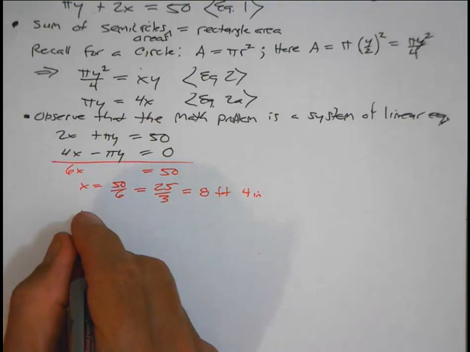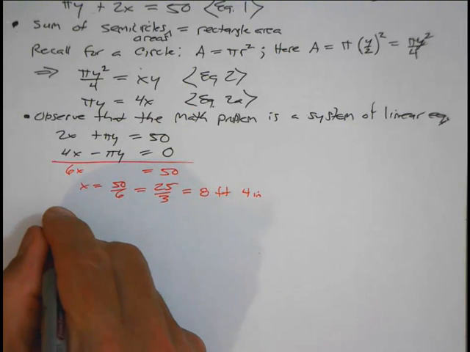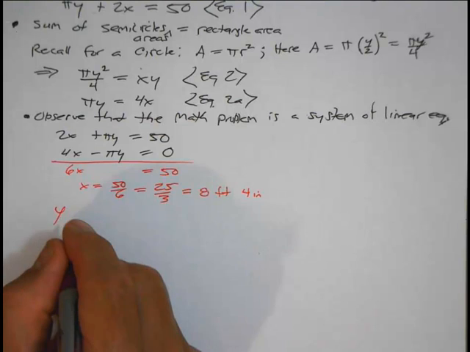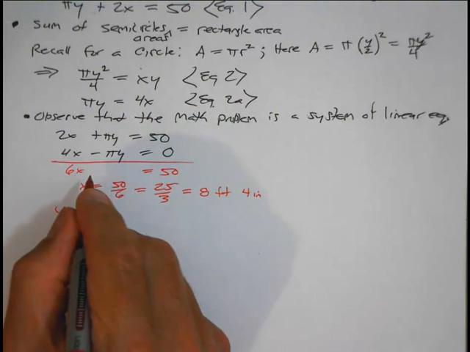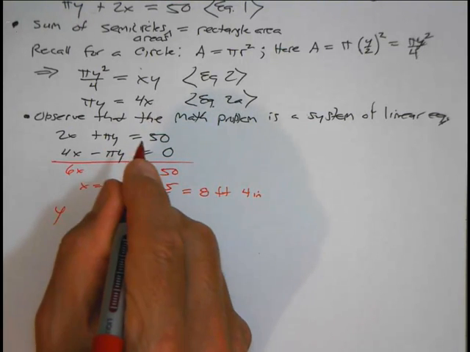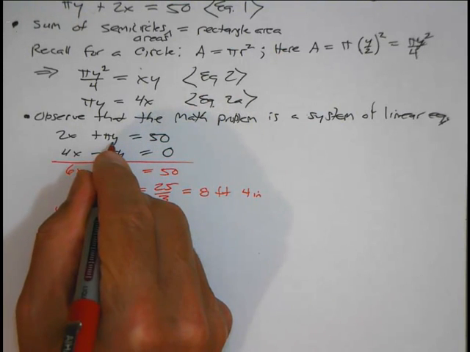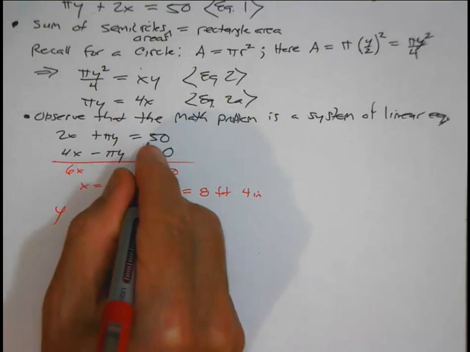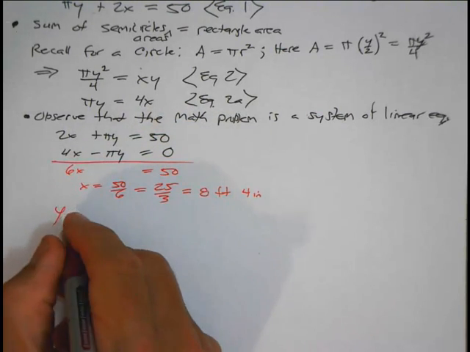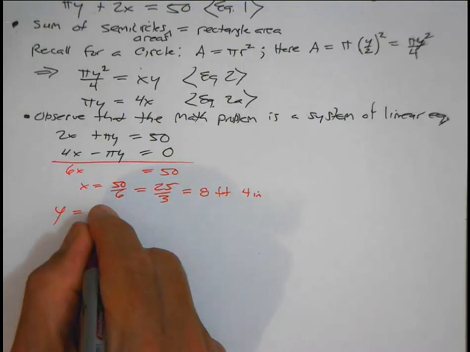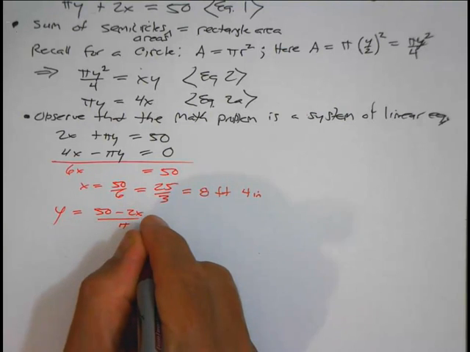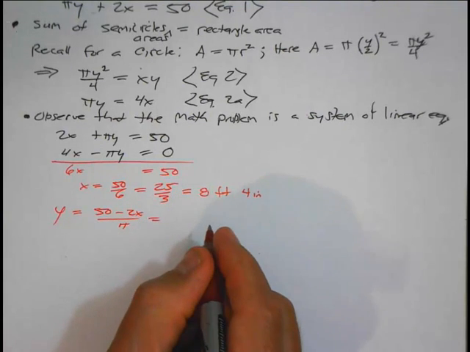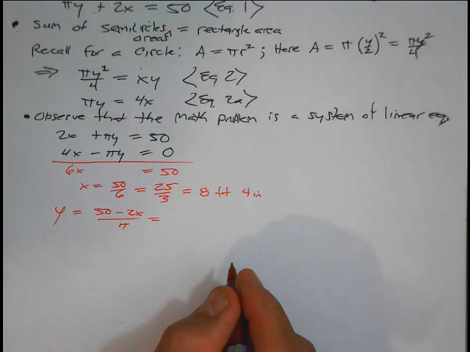Okay. Now, as far as y goes, we need y to the nearest inch. It's probably time to go to a calculator, and let's see what we will go there with. Maybe use this equation to get it. We can say y would equal 50 minus 2x, divide by pi. And see what comes out there. Alright, time for some calculator work.